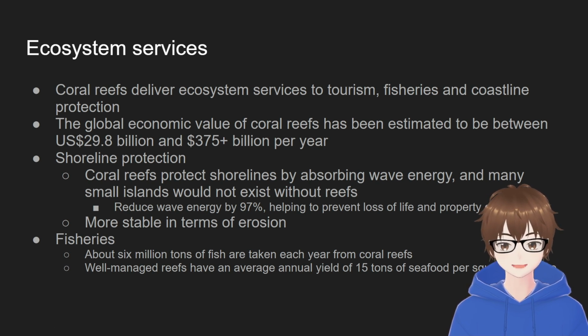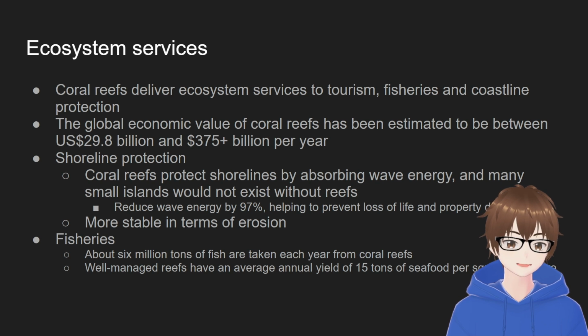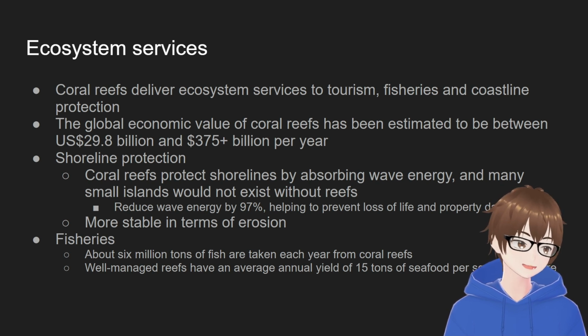Fisheries also are helped because of corals, because about 6 million tons of fish are taken each year from coral reefs, and well-managed reefs have an average annual yield of 15 tons of seafood per square kilometer. So, since fisheries usually fish around coral reefs, if these coral reefs were to die, then we would not have as much seafood as we usually would. And it surprised me that 6 million tons of fish are taken each year from coral reefs. That is a ton.